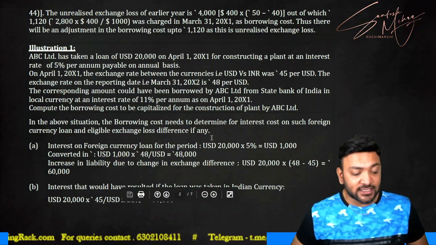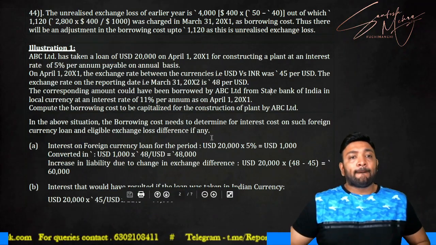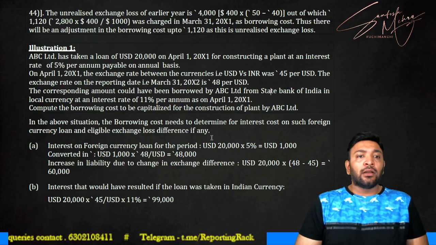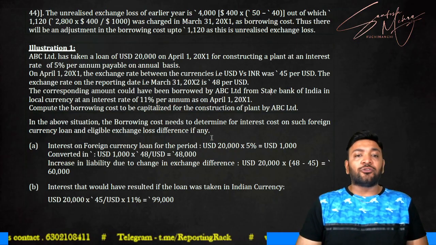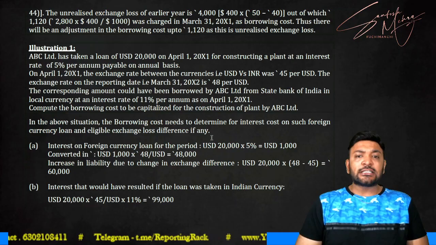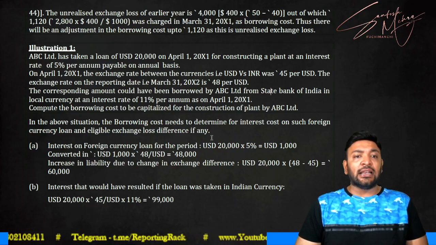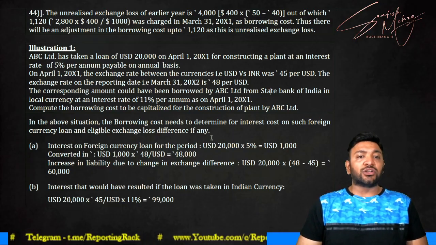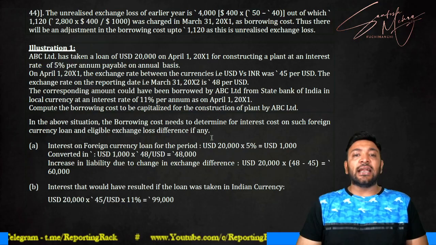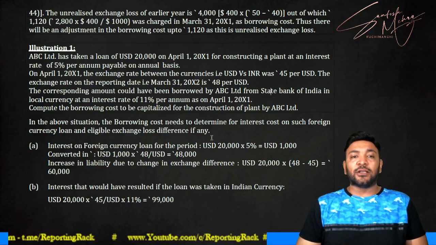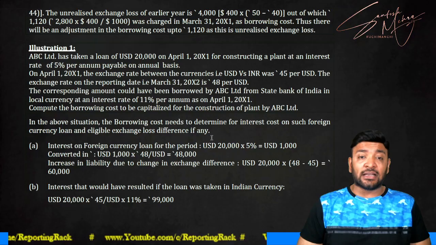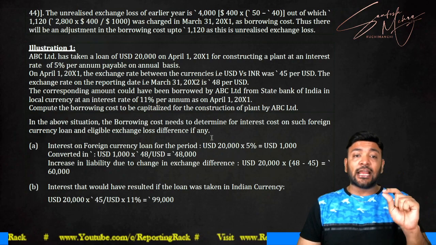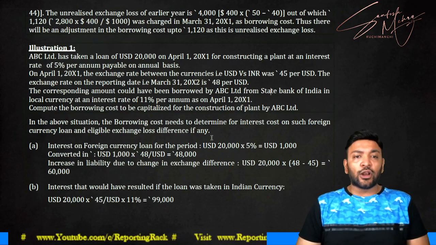Let's look at the illustrations first. First one is illustration number 1. ABC Limited has taken a loan of $20,000 on 1st April for the construction of a plant at an interest rate of 5% per annum on annual basis. On 1st April 2021, the exchange rate of the currency was 45 rupees per dollar. So guys, what is the paragraph that he is trying to apply? The definition of borrowing cost, exchange differences to an extent they can be regarded as borrowing cost.